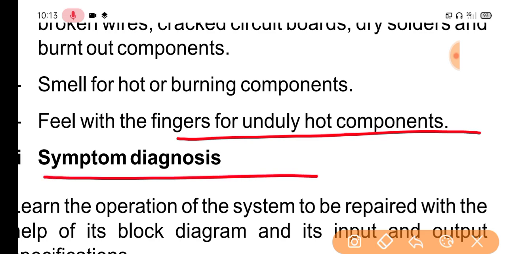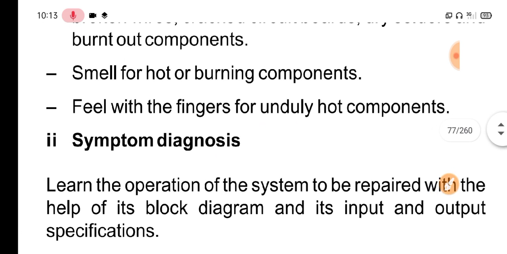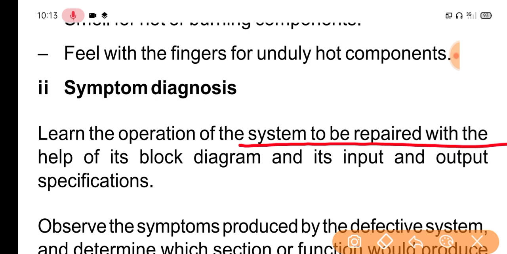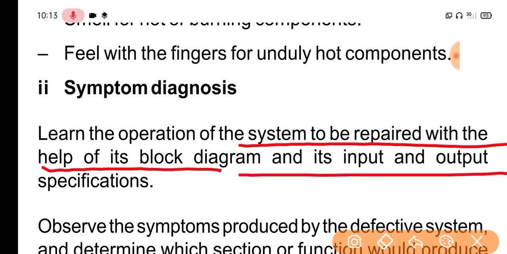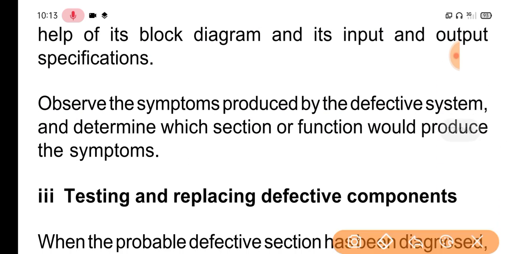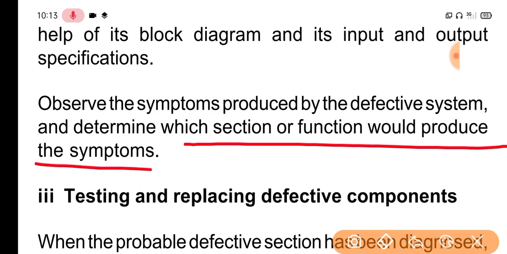Logical diagnosis. Learn the operation of the system to be repaired with the help of its block diagram and its input and output specifications. Observe the symptoms produced by the defective system and determine which section or function would produce the symptoms.